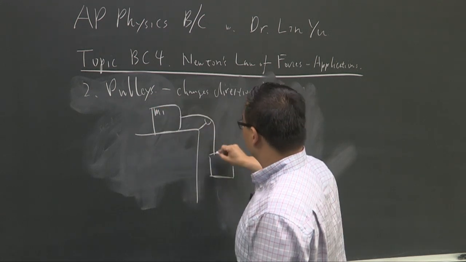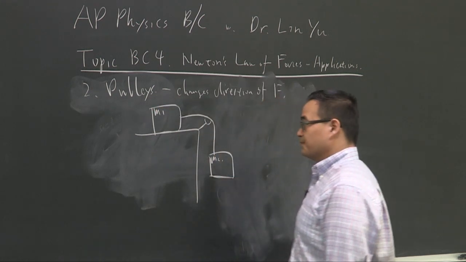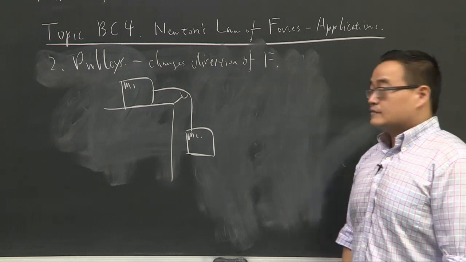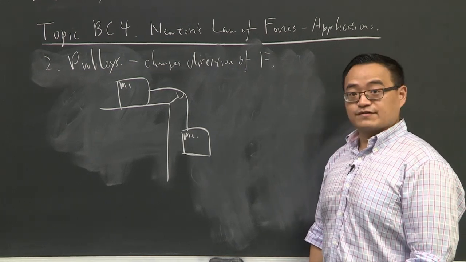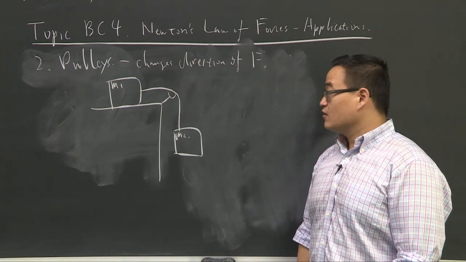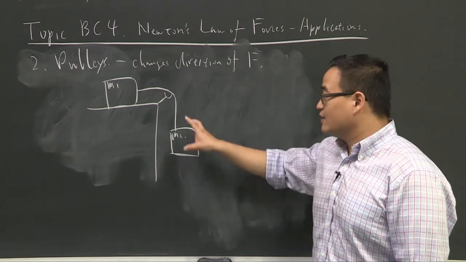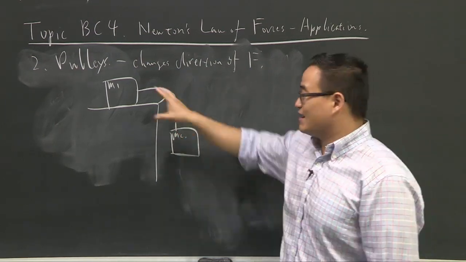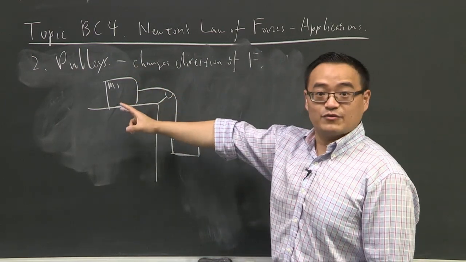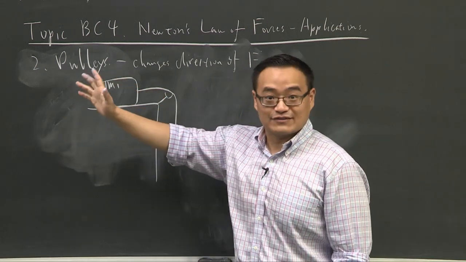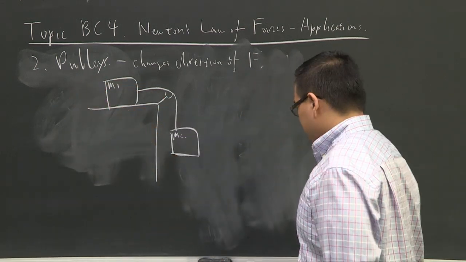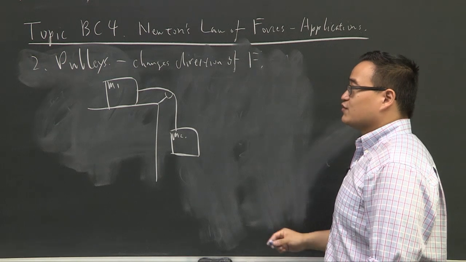Mass 1, mass 2. I want to know what's going to happen to the system. Okay? What's going to happen to the system? Well, if you can imagine, there are only two scenarios. It's going to slide or it's going to stay put. It can't slide that way because that's just creepy. All right?